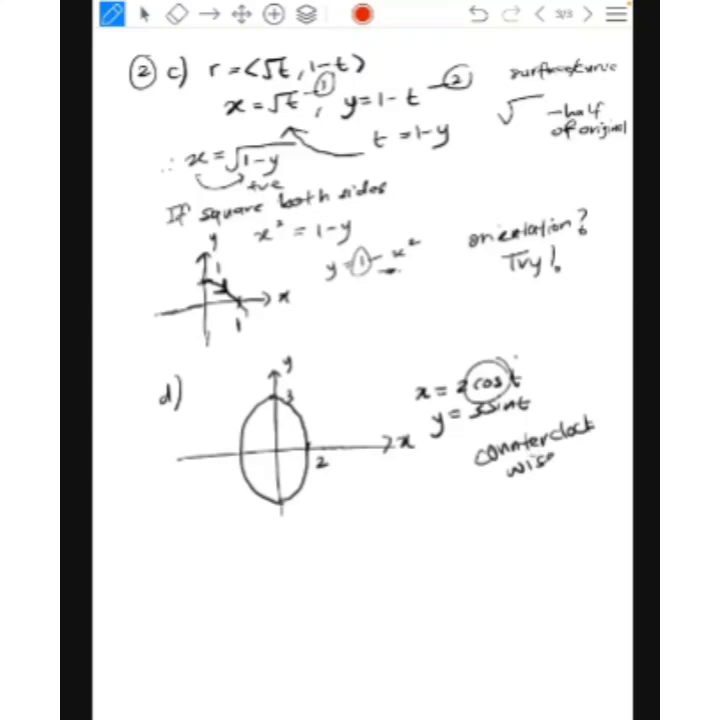Or you may check by substituting t. Okay. So you may try that one, so you have a counterclockwise direction. E will be also the same. It is a circle. Okay. You may try that one. And then F. F is what? F is a circular helix. Okay, because now we have x, y, and z.